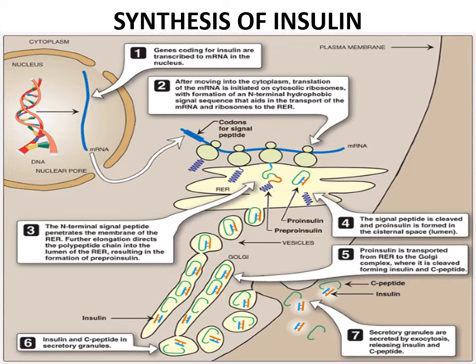Genes are transcribed to messenger RNA in the nucleus. After moving out into the cytoplasm, translation of the messenger RNA is initiated on the cytosolic ribosome with formation of an N-terminal hydrophobic signal sequence. This signal sequence aids in the transport of the messenger RNA and ribosomes to the rough endoplasmic reticulum.